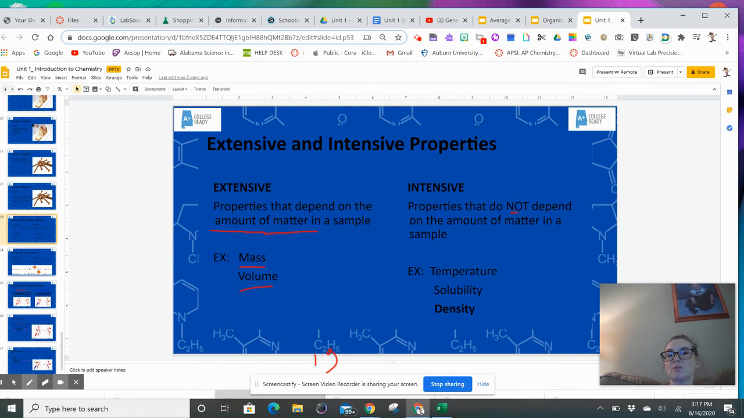Whereas intensive properties do not depend on the amount. So things like temperature, boiling point, density, solubility, all of those are things that do not depend upon the amount. The density of water is the same whether you have 10 milliliters of water or 10 liters of water. The density is still the same. The solubility is still the same. The temperature, the boiling point would still be the same. Those are intensive properties. But extensive properties are things that depend on the amount. Okay.